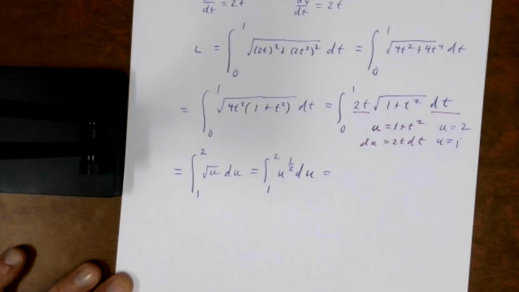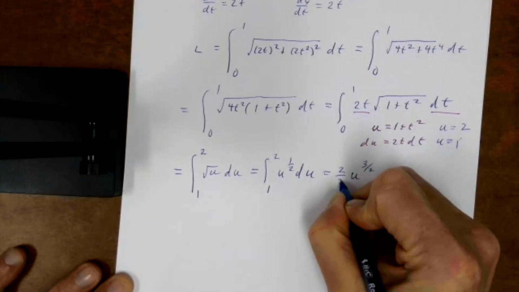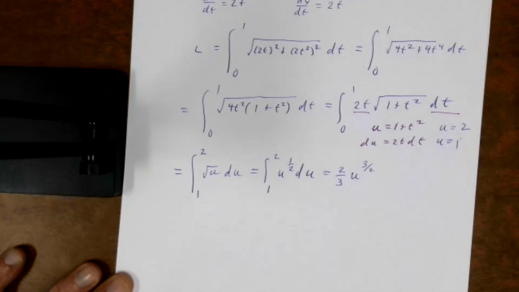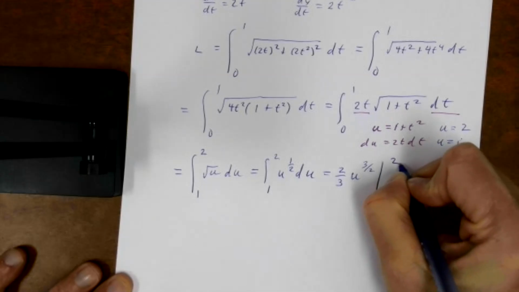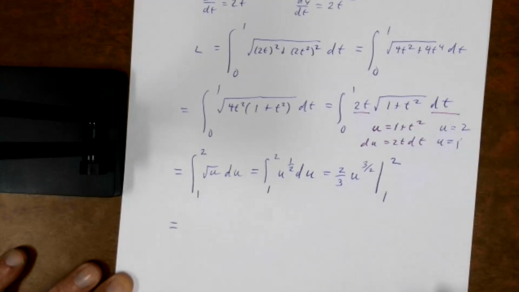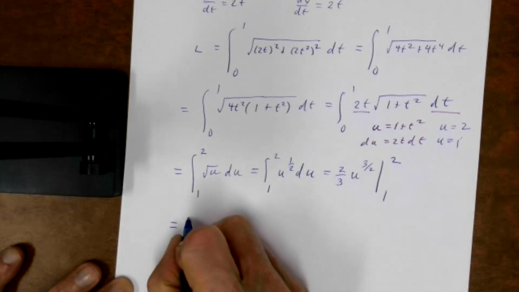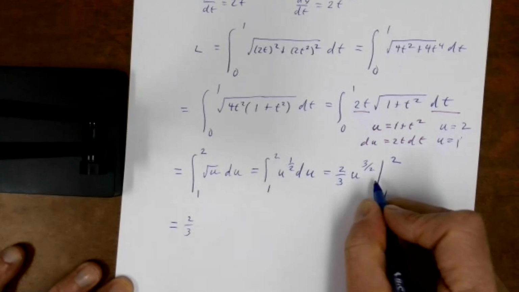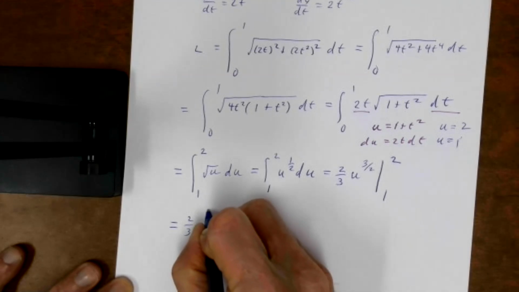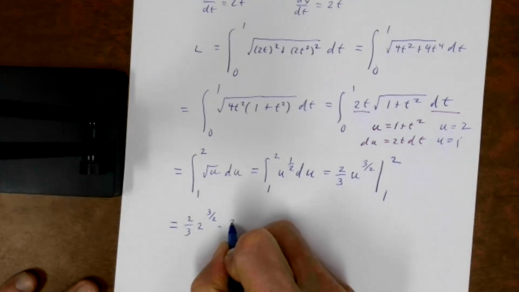And the antiderivative of u to the 1/2, if we add 1, it's u to the 3/2. And of course, we can flip that over and times it by the front. So it's 2/3 u to the 3/2 from 1 to 2. And then that will give me 2/3 times, and plugging in 2 and 1, I'm going to get 2 to the 3/2 minus 2/3.